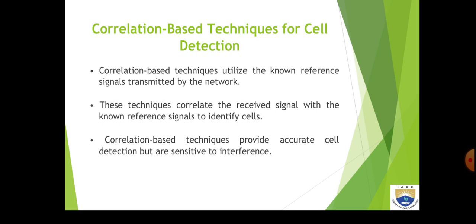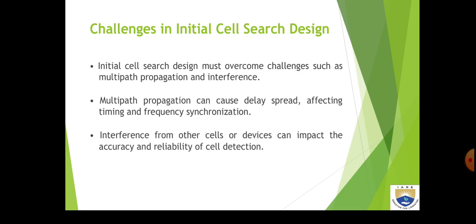Correlation based techniques for cell detection. Correlation based techniques utilize the known reference signal transmitted by the network. These techniques correlate the received signal with the known reference signals to identify cells. Correlation based techniques provide accurate cell detection but are sensitive to interference.